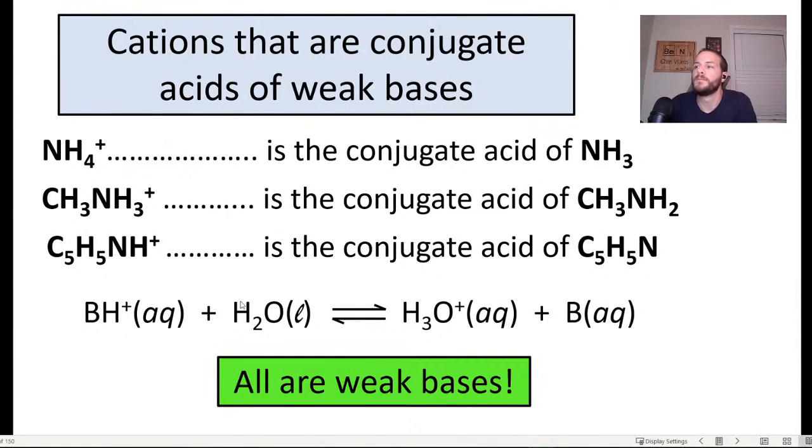C5H5NH+, that is the conjugate acid of this base here, C5H5N, which is called pyridine. And so any cation that is the conjugate acid of a weak base is itself going to react with water as an acid. It's going to donate a proton to water to form hydronium ion and the base. And that means that it's behaving as a weak acid. Should have said acid here.